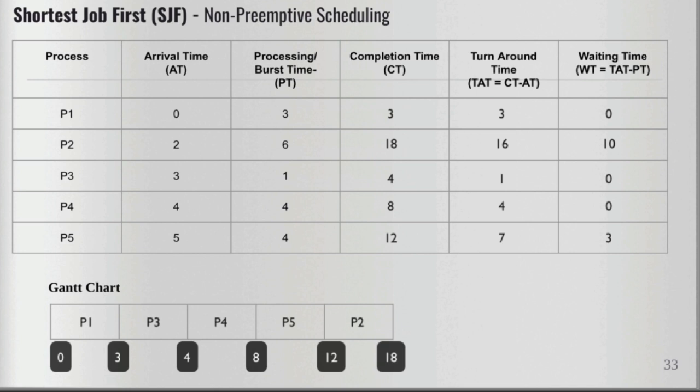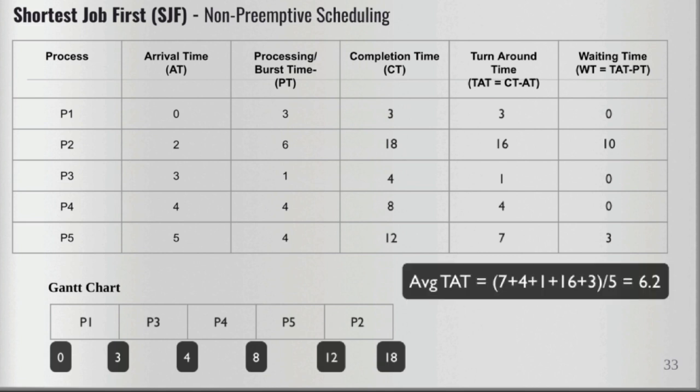To calculate the average, in the examination it will ask you, please calculate the average turnaround time. So how do we do that? We'll just add all of these in total. So 7 plus 4, 11, 11 plus 1, 12, 12 plus 16, 28, 28 plus 3, 31. So 31 divided by how many? Total number of jobs or processes? 5 processes. So calculate that. 5 6 are 30, 5 2 are 10. So 6.2 is the average turnaround time.